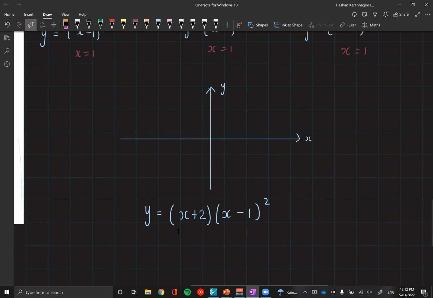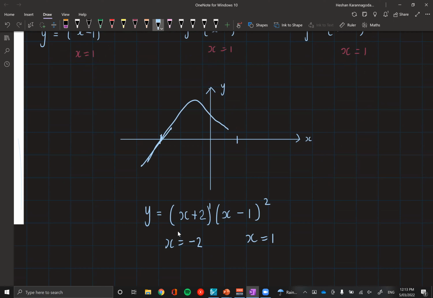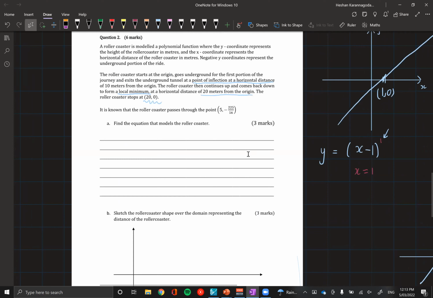If we look at an example when they ask us to sketch (x + 2)(x - 1) squared, again, we can use the null factor law to solve this for x = -2 and x = 1. But I know that at -2, since the power is 1, it's going to cut. And I know at x = 1, since the power is 2, it's going to bounce. So it's going to cut through here, bounce on this, and then continue up, right? Something like that.